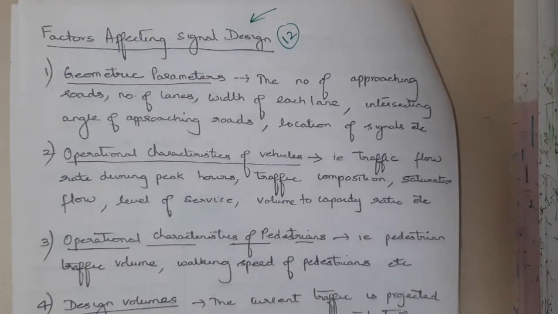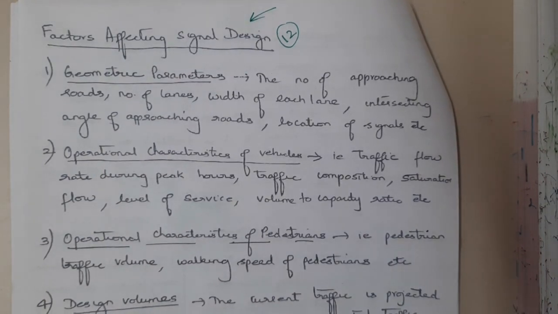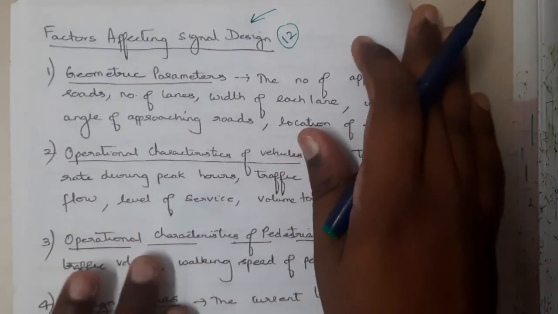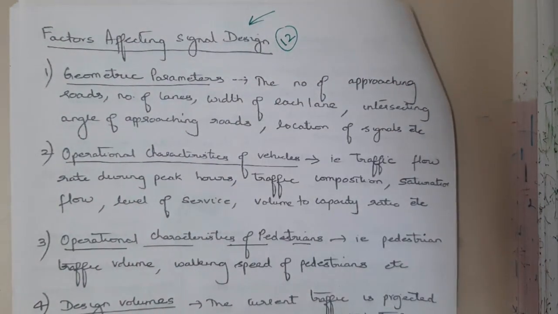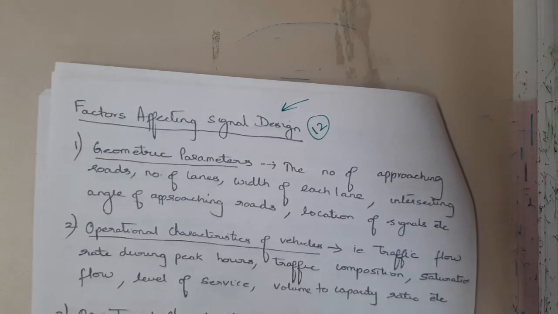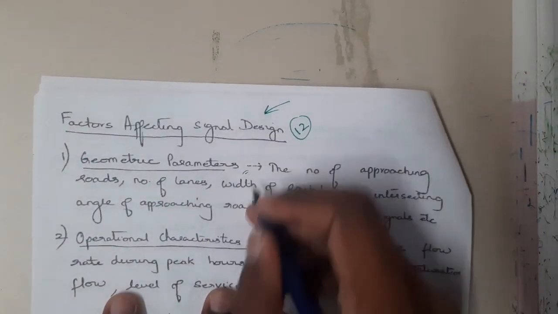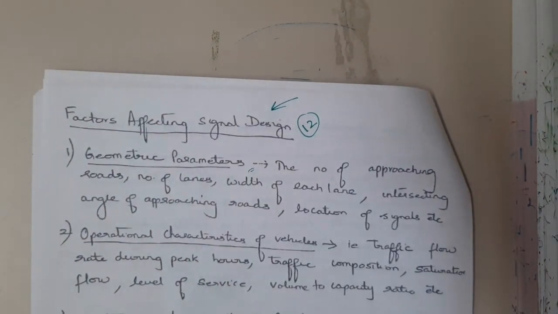In this lecture, let us go through the factors affecting signal design. So let us start. Whenever we are discussing this topic, this is one of the most basic topics. The first parameter is the geometrical parameter, guys. So the shapes and all those things will come under this geometric parameter.